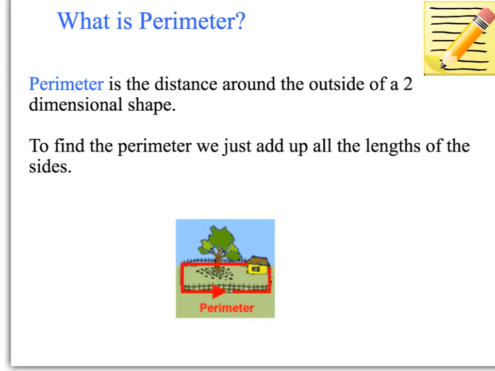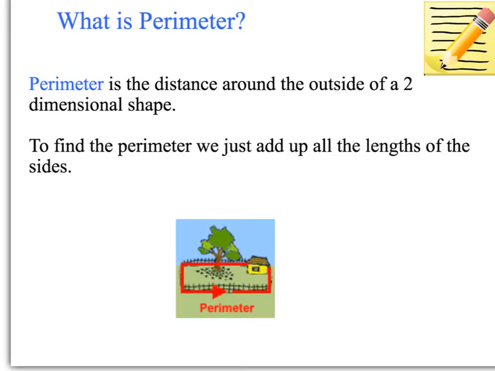Okay, now we're going to look at 11.3, which is perimeter. Now, I'm sure you've dealt with perimeter before in previous years, so I'll just do a bit of a revision as to what perimeter is. So perimeter is the distance around the outside of a two-dimensional shape.